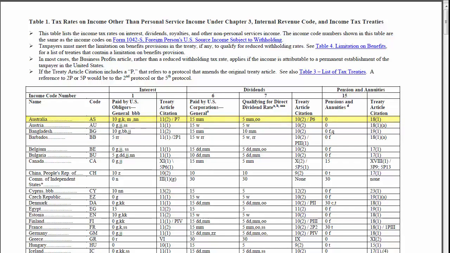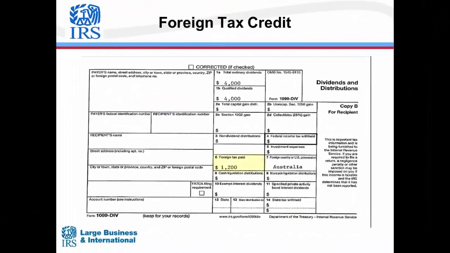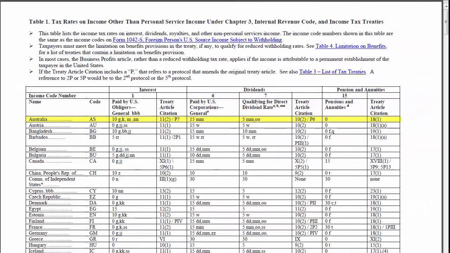If there was no tax treaty between Australia and the United States, the entire amount shown in Box 6, or $1,200, would be eligible for the foreign tax credit. But Australia does have a treaty with the United States, and Table 1 shows a lower treaty rate of 15%. You earned $4,000 of dividend income in Australia, and since the applicable treaty rate is 15%, your legal liability for foreign tax on that income is $600, or $4,000 times 15%. Therefore, $600 is the amount of foreign taxes eligible for the foreign tax credit, not the $1,200 shown on Form 1099 DIV.